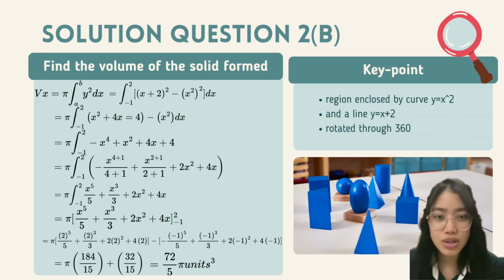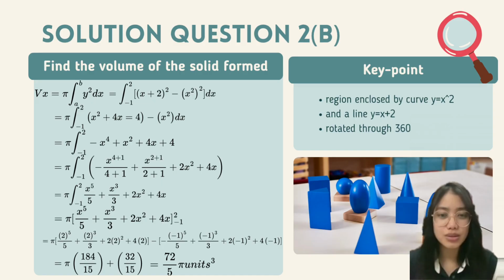So in this calculation, we will get pi times (148 over 15) plus (32 over 15). And then after that, we add them together. So the final answer we got is 72 over 5 pi units cubed.